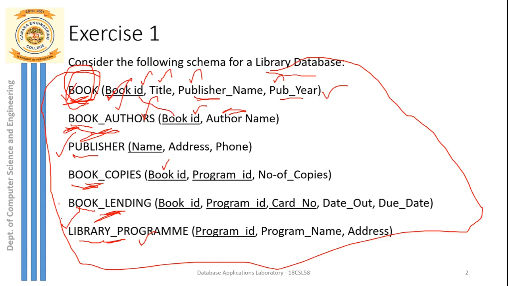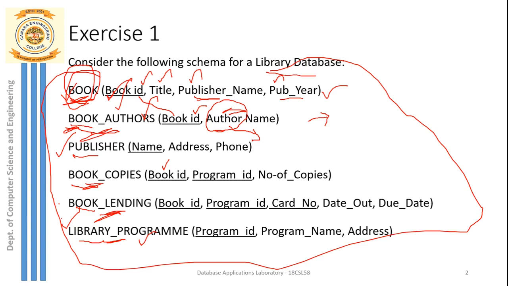Book authors is actually a relationship which relates the book table and one more table, the author table. But I don't have a separate table for author. In that case, you can create a new table, which is not mentioned in the question. You can create a new table named author, and that table will have only one attribute.